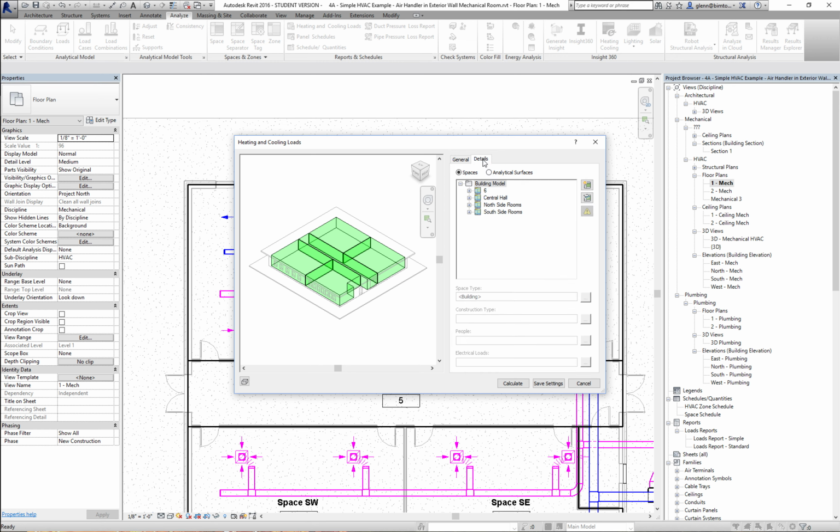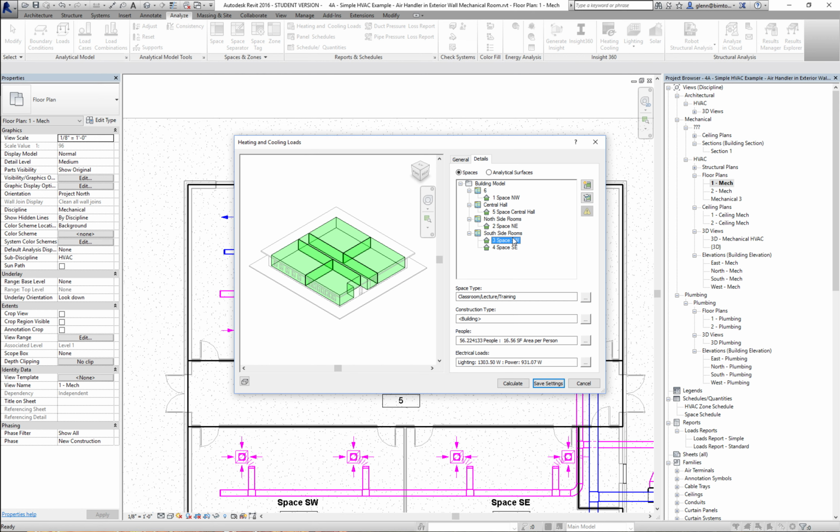Under the details, you can actually see the different spaces broken into zones. So what's happening here is these are the individual spaces. You can get a little about the construction of each of the individual spaces, as well as the people, the lighting loads, and all that type of stuff. They're currently in zones. Looks like I actually moved my space northwest out of the north side rooms space, so I actually want to put that back in there.